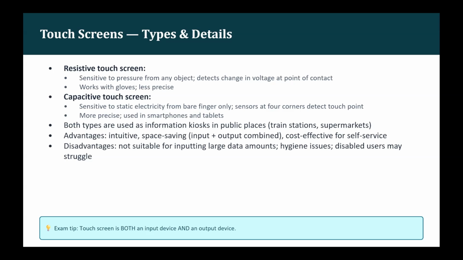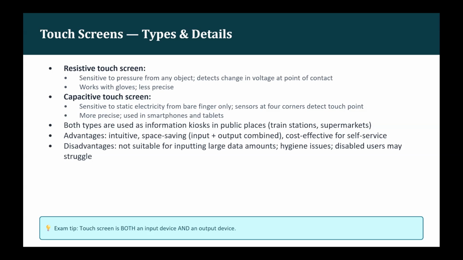The first one is the resistive touch screen. It is sensitive to pressure from any object, detecting a change in voltage at the point of contact. It works with gloves, but is less precise. Then we have capacitive touch screens, which are sensitive to static electricity from a bare finger only. Sensors at four corners detect touch points. They are more precise and are used in smartphones and tablets.